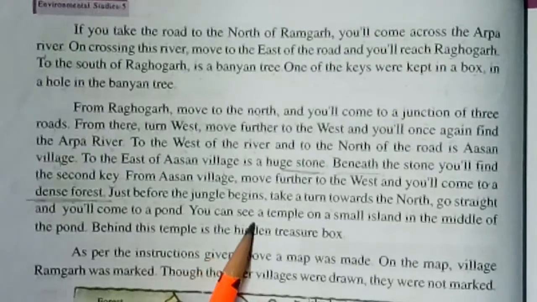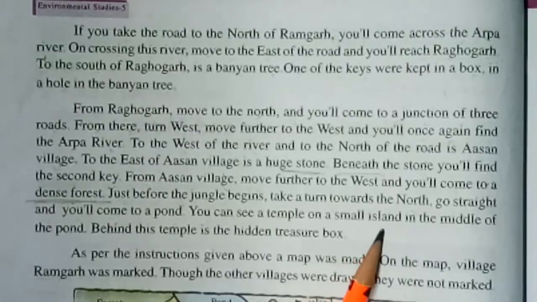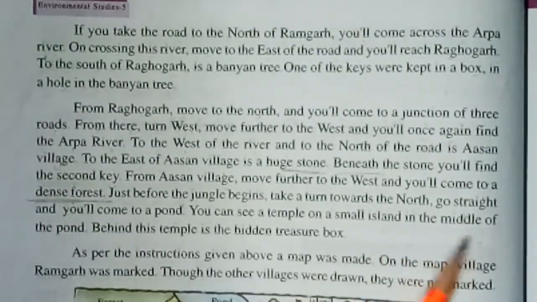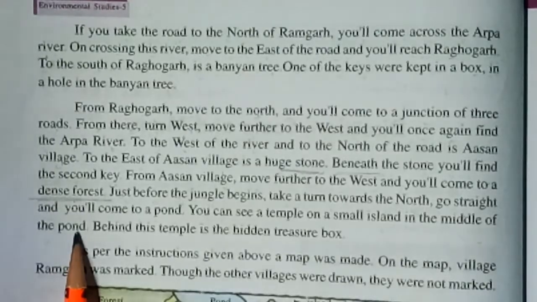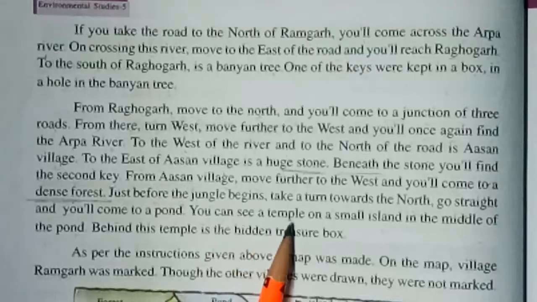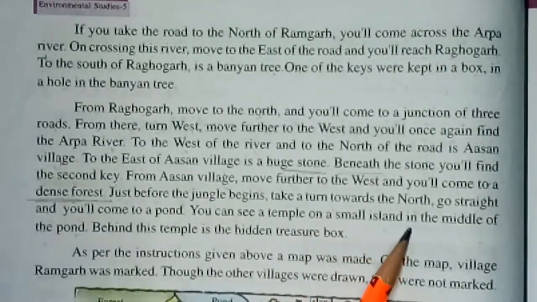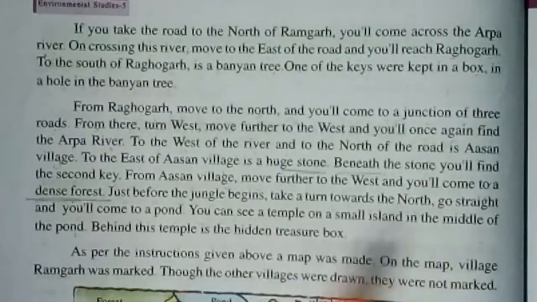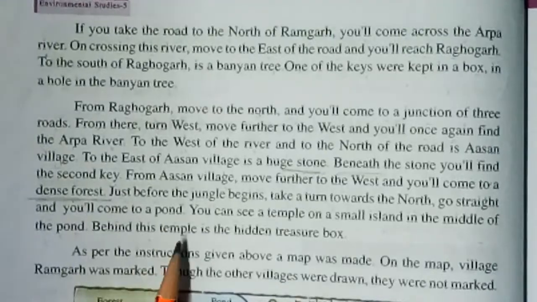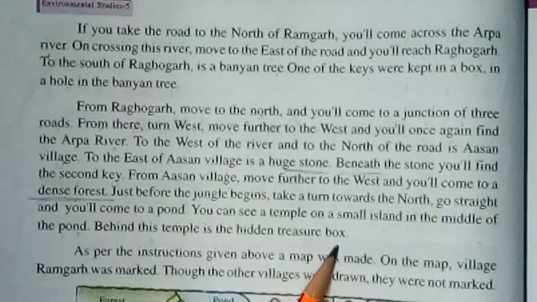You can see a temple on a small island in the middle of the pond. Behind this temple is the hidden treasure box.